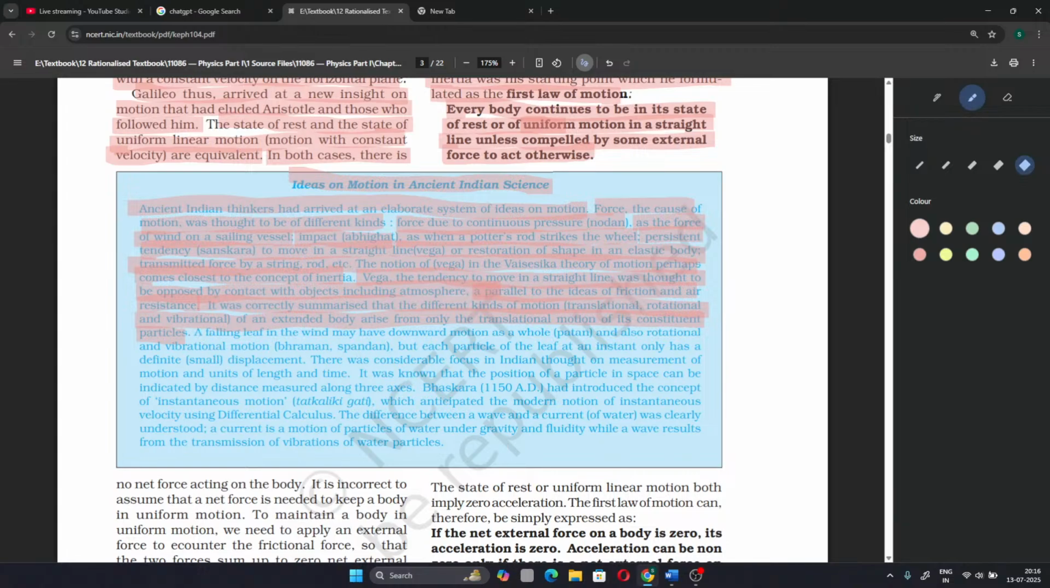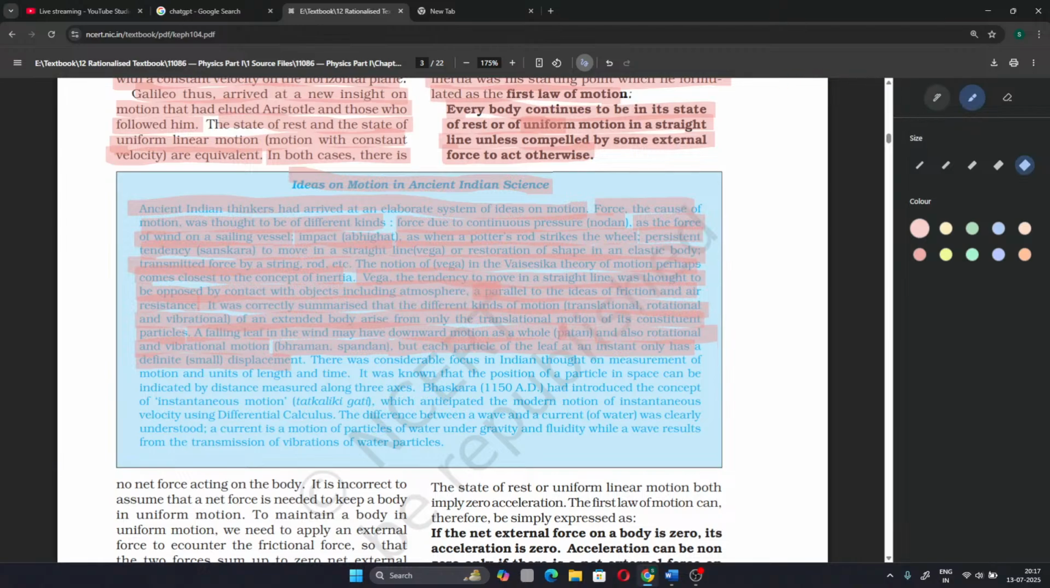A falling leaf in the wind may show downward motion as a whole, and also rotational and vibrational motion, Bhraman and Spandan, but each particle of the leaf at an instant only has a small displacement. We can describe any kind of motion in terms of small lines of translational motion. Translational motion is nothing but straight line motion.